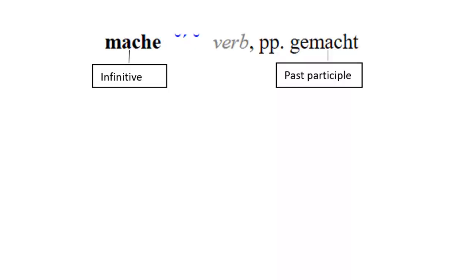Now we know how to make the past tense in Deutsch. In a word like mache, gemacht, which means to make or to do, we use that past participle, gemacht. But to form the present tense, we're going to use the other form of the verb we see here, namely the infinitive, mache.